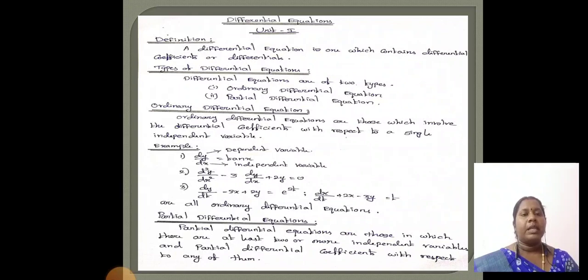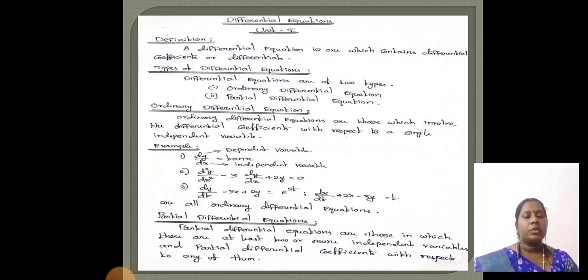Example 3. dy by dt minus 3x plus 2y equal to e power 2t and dx by dt plus 2x minus 3y equal to t. Here there are two equations. The first equation has single independent variable t, and also the equation 2 has single independent variable t. So in both the equations there is an independent variable t only. So this is an example for ordinary differential equation.